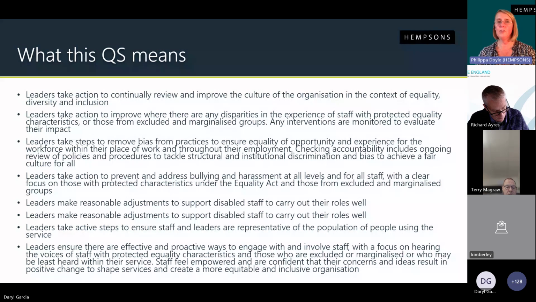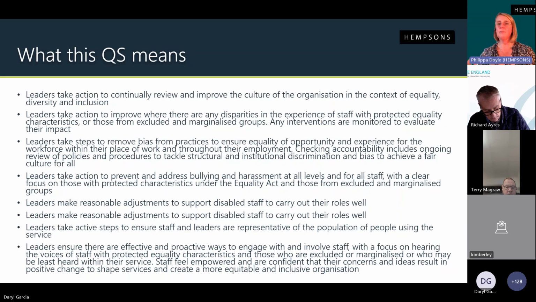We've got an ongoing review of policies and procedures so we don't get any kind of institutional discrimination or bias within the organisation, if we're of a size where that might be relevant. We're looking at preventing and addressing bullying and harassment. We're making reasonable adjustments to support disabled staff to carry out roles. We're taking active steps to ensure that staff and leaders are representative of the population of people using the service.